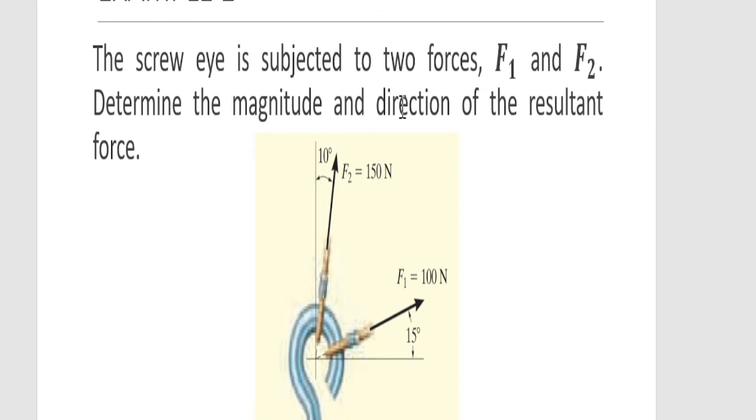So we have some examples. Example number 1, the screw eye is subjected to two forces F1 and F2. F1 is a 100 Newton force, F2 is a 150 Newton force. From there you need to determine the magnitude and direction of the resultant.